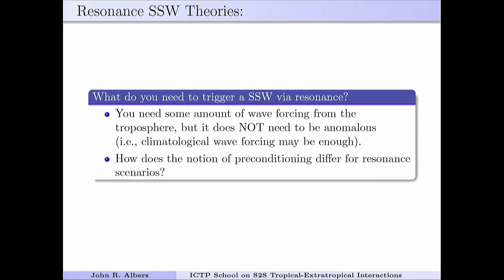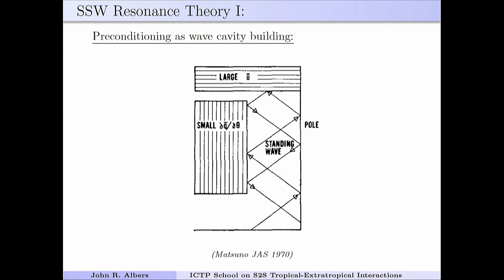So these resonant ideas, while they don't need anomalous forcing, you do need some amount of forcing. You need a wave present there to begin with. I just want to make clear that the stratosphere does not generate this wave activity initially on its own. You need some amount of wave activity coming up from the troposphere. That's certainly key. I'm also going to discuss the notions of preconditioning and how they differ in these types of scenarios. As I mentioned, there are two types of resonance.